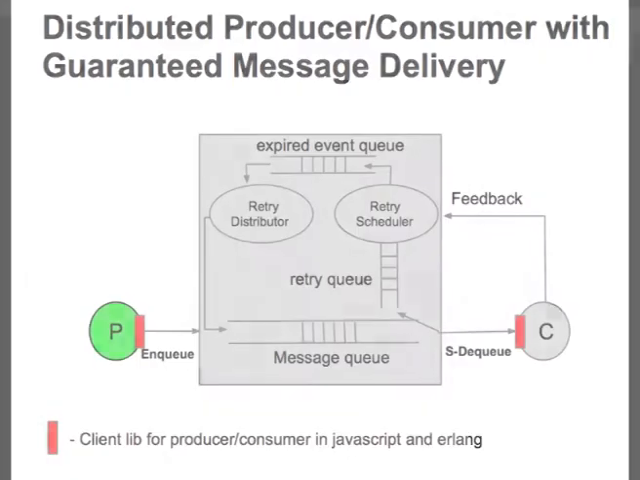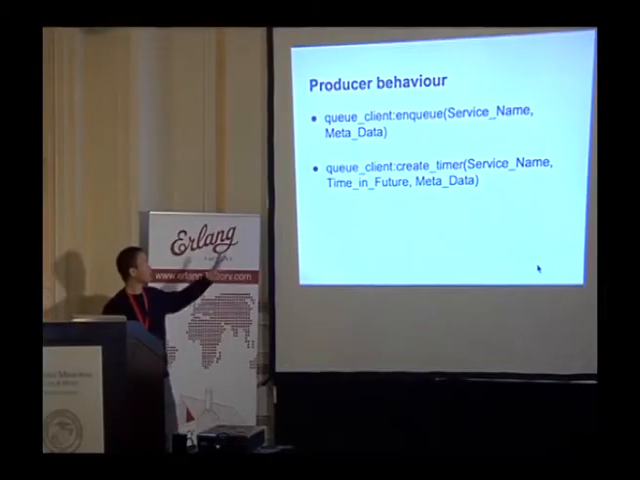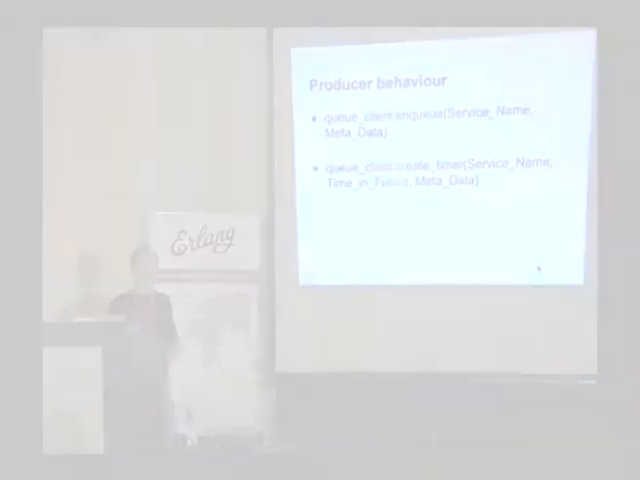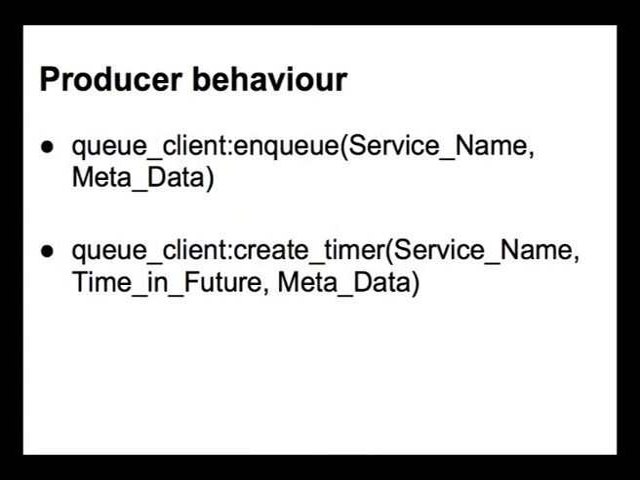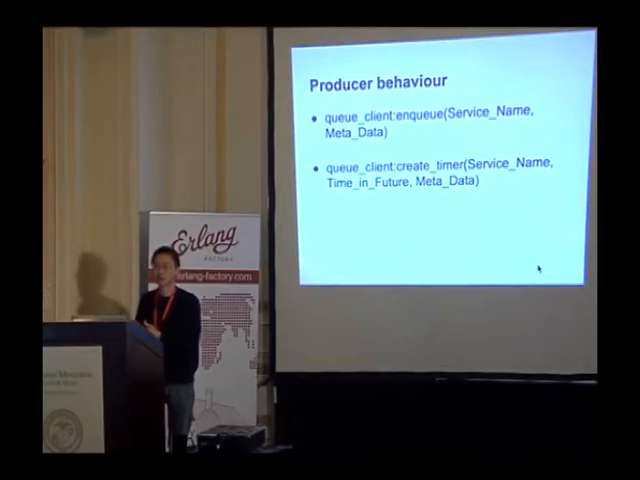The producer behavior is really, really simple. Using the library we give you, you simply do queue client enqueue. This triggers the event to be sent to the message queue immediately. And if the consumer is there, it can pick it up and consume it.